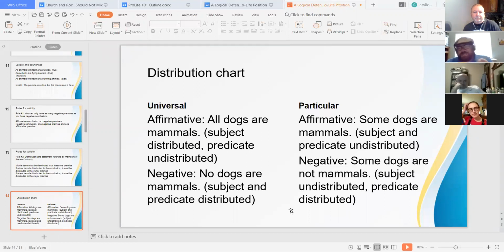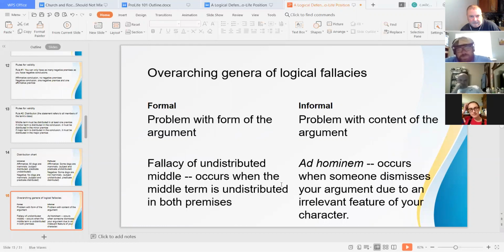And so for particular affirmative and particular negative, I put the distribution chart here to where they're actually diagonally related, because the universal affirmative and particular negative are the opposite when it comes to distribution. In universal affirmative, the subject is distributed, but the predicate undistributed. And in particular negative, the subject is undistributed and the predicate is distributed. In universal negative, subject and predicate are distributed. In particular affirmative, neither one are distributed. So they're both undistributed.